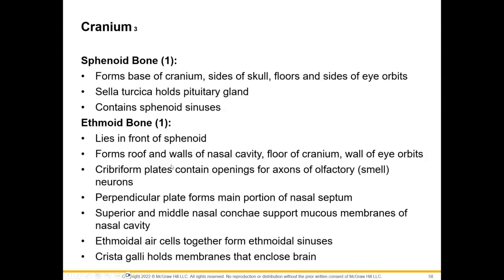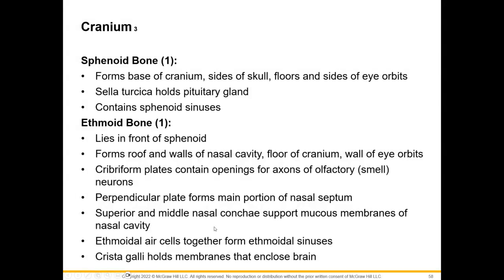The ethmoid bone lies in front of the sphenoid. It forms the roof and walls of the nasal cavity, the floor of the cranium, and the wall of the eye orbits. The cribriform plates contain the openings for axons of the olfactory neurons. The perpendicular plate forms the main portion of the nasal septum.